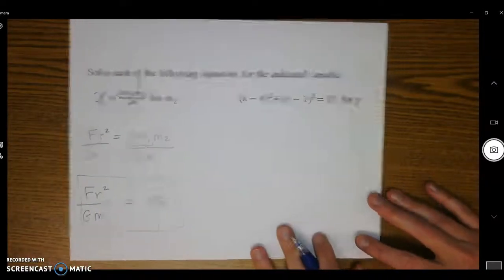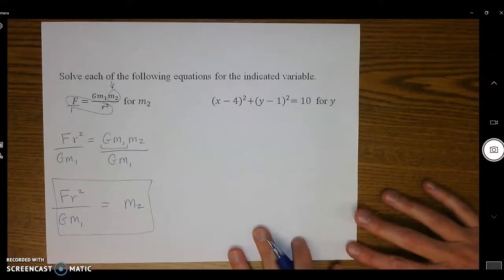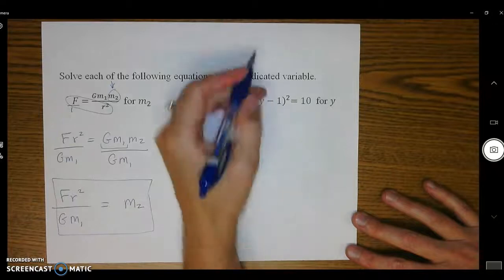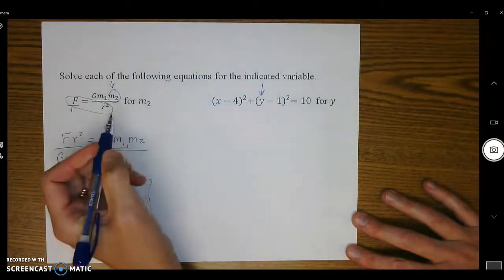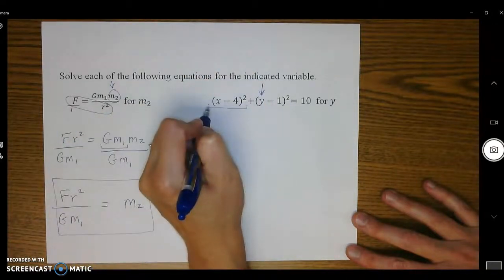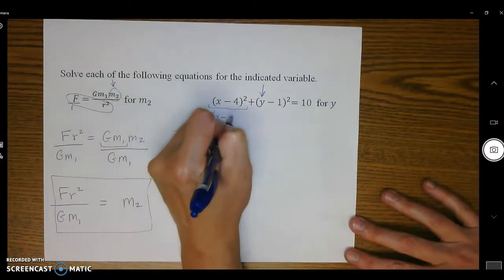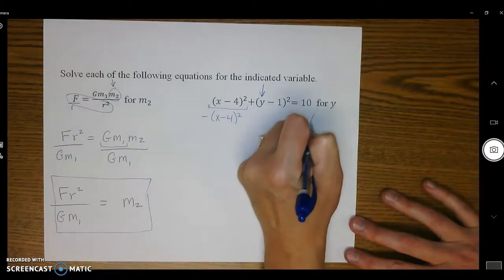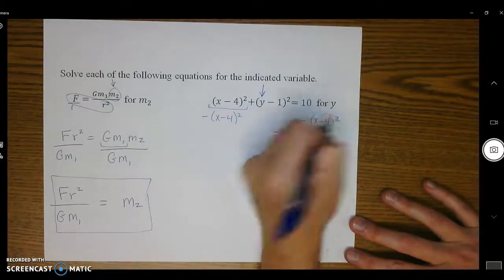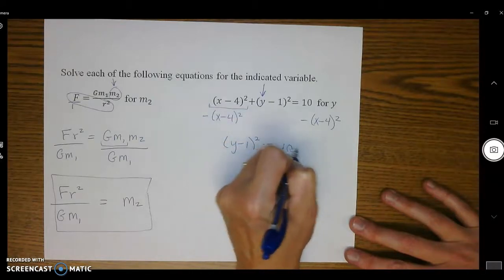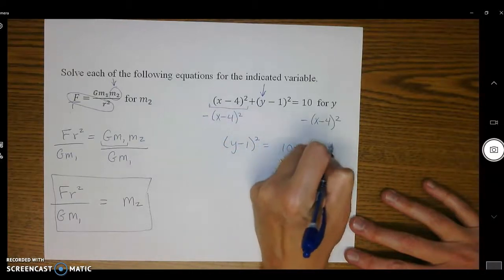That's that one. Finally, the last one, and this is the graphing form for a circle. I'm trying to get y by itself. So I need to move everything else. I'm going to move this big blob of information here by subtracting it. So I have (y minus 1) squared equals 10 minus (x minus 4) squared.